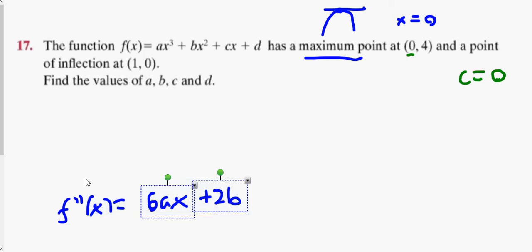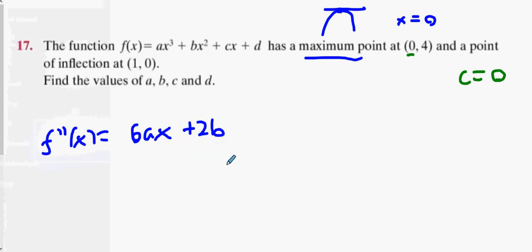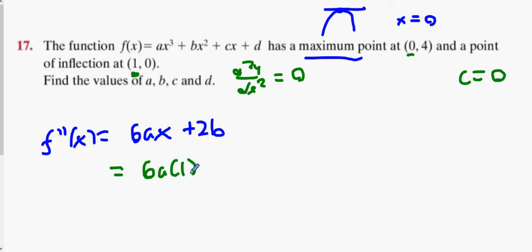The next thing is the second derivative. The point of inflection, what's the rule for the point of inflection? Second derivative equals 0. So what's the x value that causes it to go to 0? 1. Sub in 1 and what do we get? So what formula is that? 6a plus 2b equals 0.